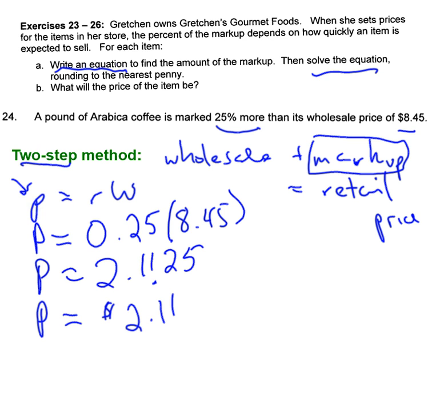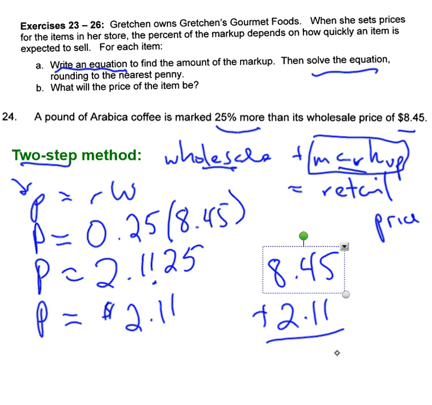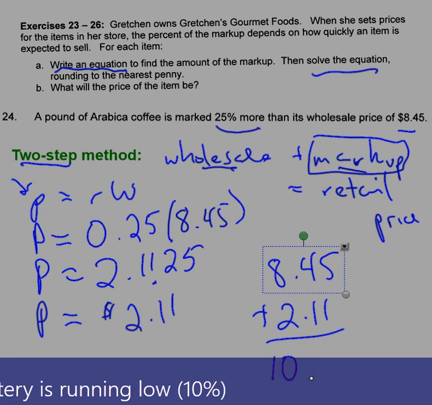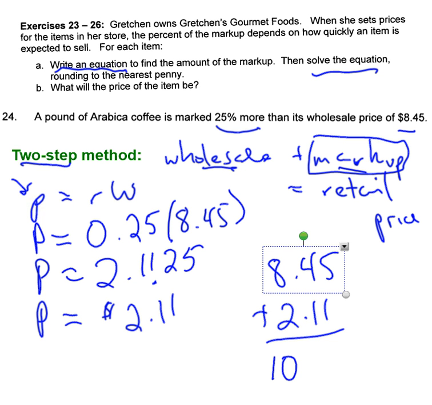Now remember, we have to think about what that part means. We did 25% of the whole price, and the 25% is the markup. So that means to find our final price, because we had said that our price would be the wholesale plus the markup, we're going to do $8.45 plus $2.11, and we'll get $10.56. I don't quite have room to write the sentence, but remember, you're always going to write yours as a sentence. So when it said, what will the price of the item be? The price of the item will be $10.56.